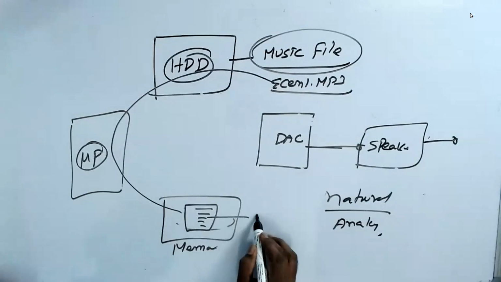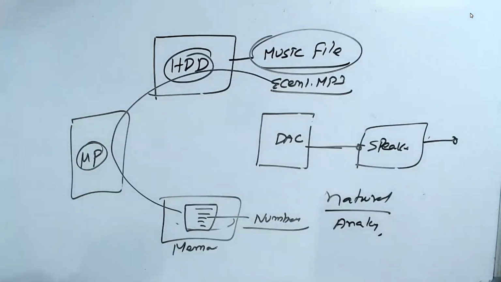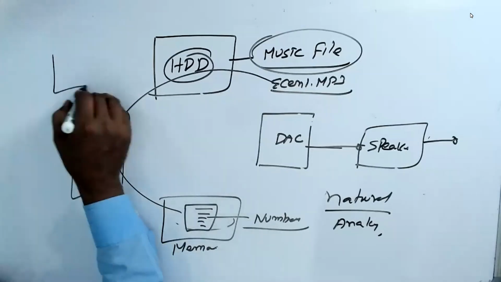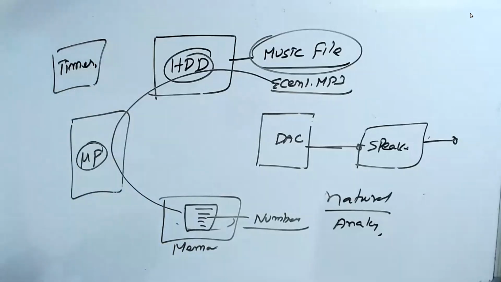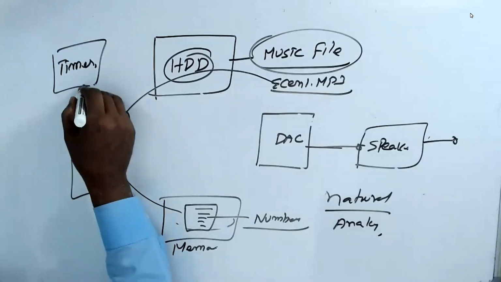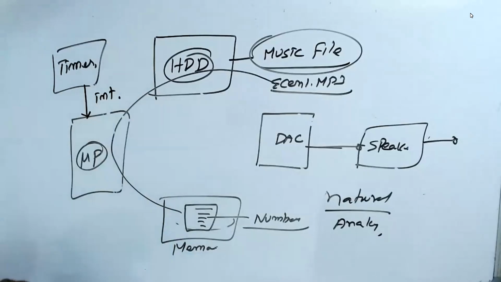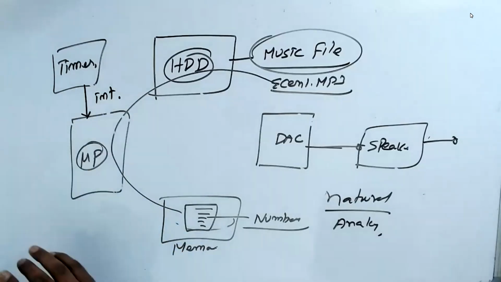These are all numbers. Then there is one more controller called a timer. What the timer will do, at regular interval, it will give the interrupt. I'll explain to you why. That's very important. You should know now.